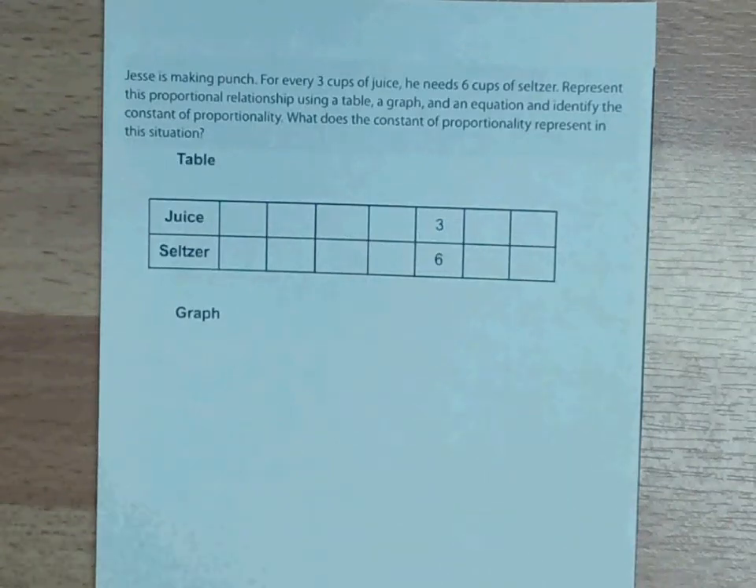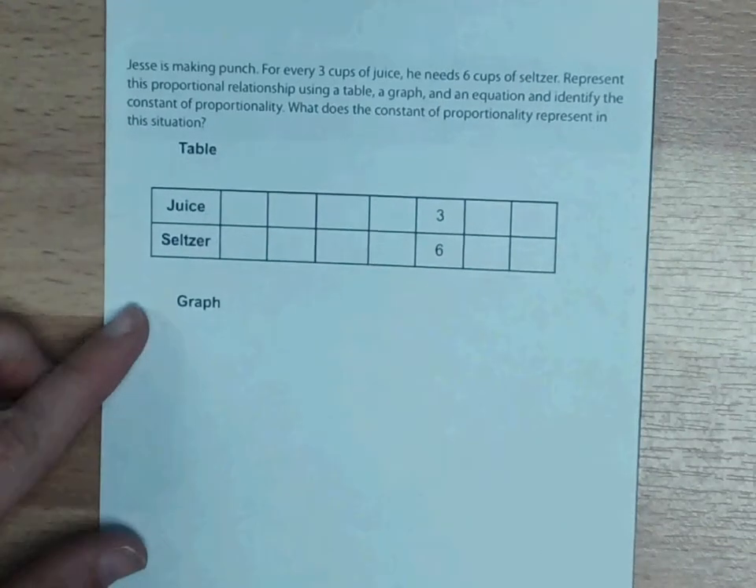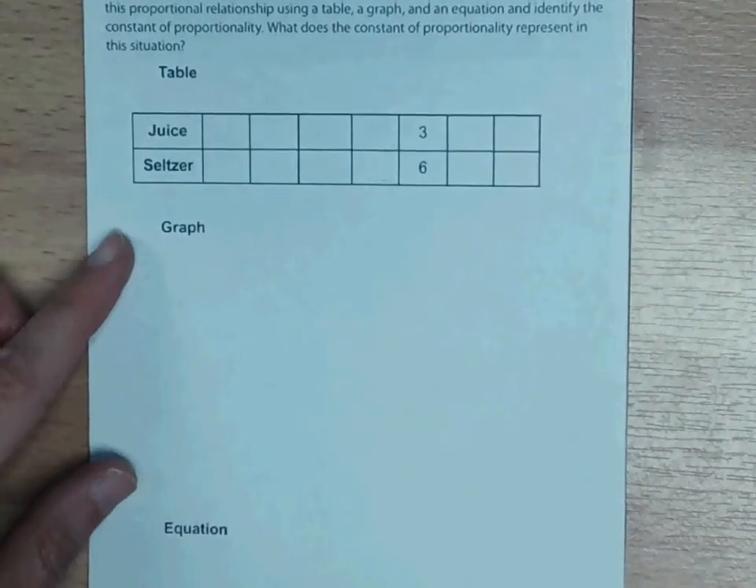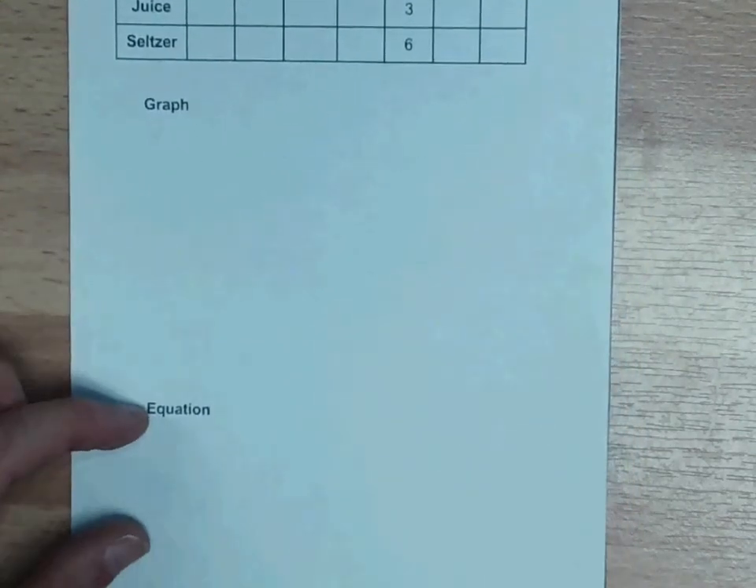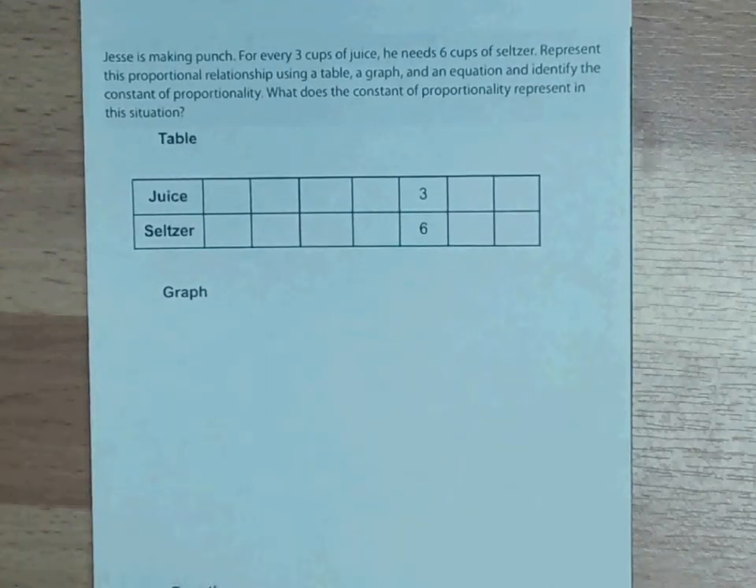Okay, today we are going to make another equation for this situation in which Jessie is making punch. On your half sheet, I have created a table for you. I have created space for us to make a graph, and then there's space for us to write and talk about an equation. So in this situation, I'm going to read it, and I'm going to circle anything that I think might be important and underline the question so that we know exactly what we're trying to do.